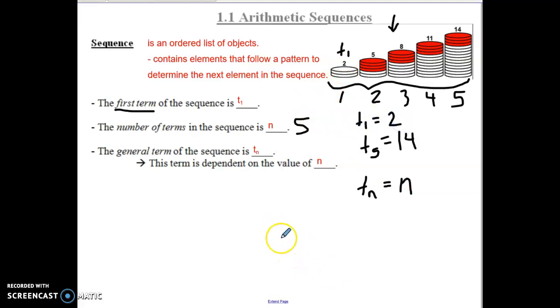Now there's one more thing that's important. When we're talking about arithmetic sequences, we're talking about sequences that add or subtract the same amount every time. So this amount that we add or subtract by every time is called d, the common difference. So for this example, d is a positive 3 because we're adding 3 every time in the sequence.